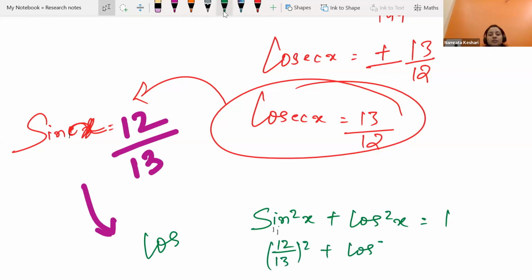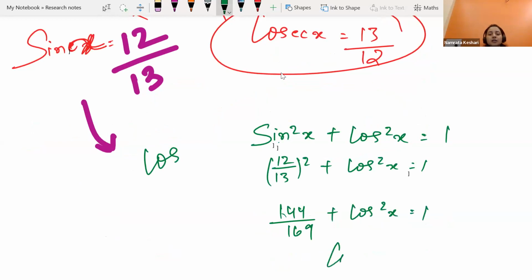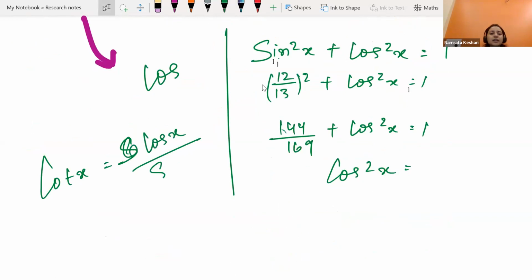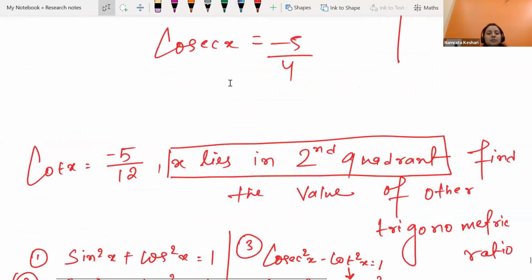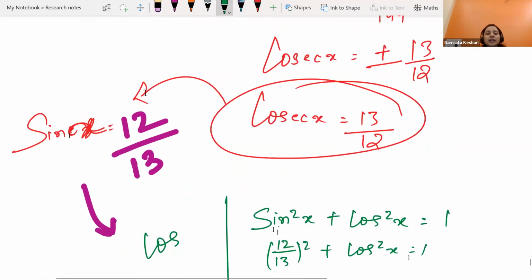And cos square x, like this, we'll be having 144 by 169. But rather than using this identity, there is a simple approach: cot x is equal to what? Cos x by sin x, right? The cot x value is given over here, minus 5 by 12. Now we have found sin is 12 by 13.